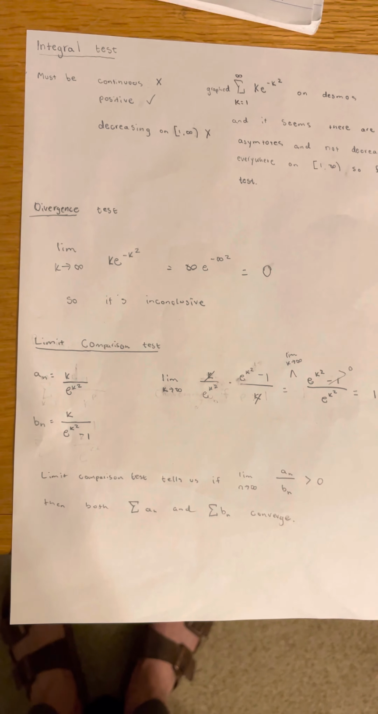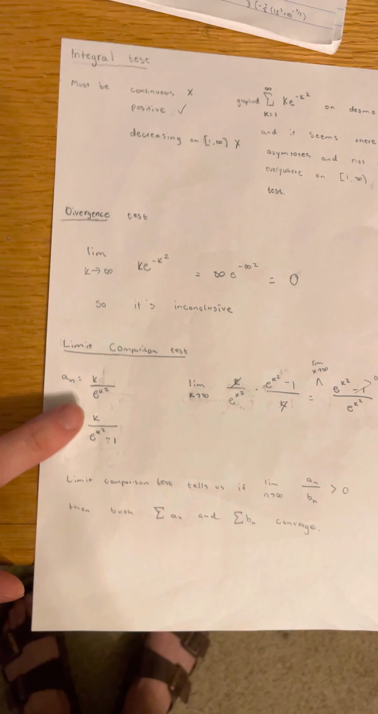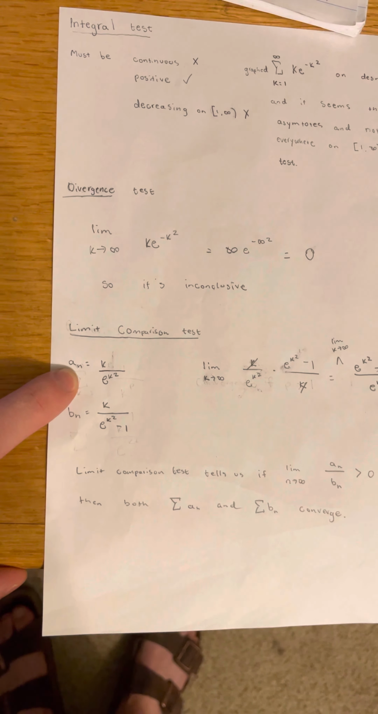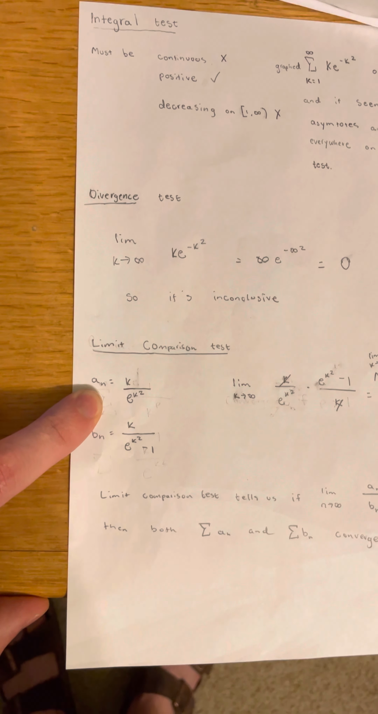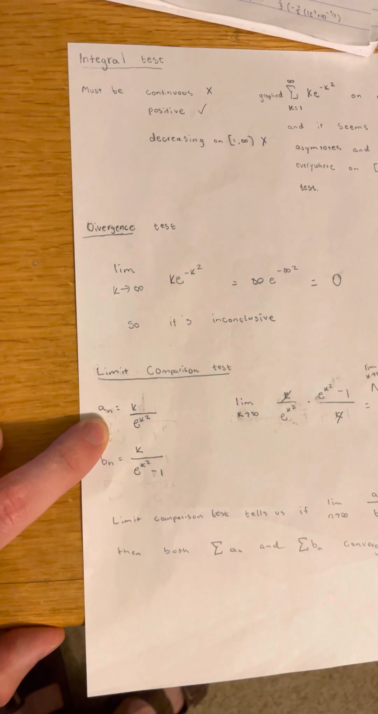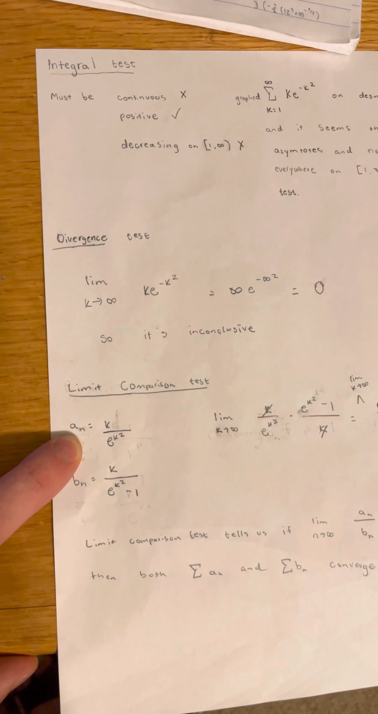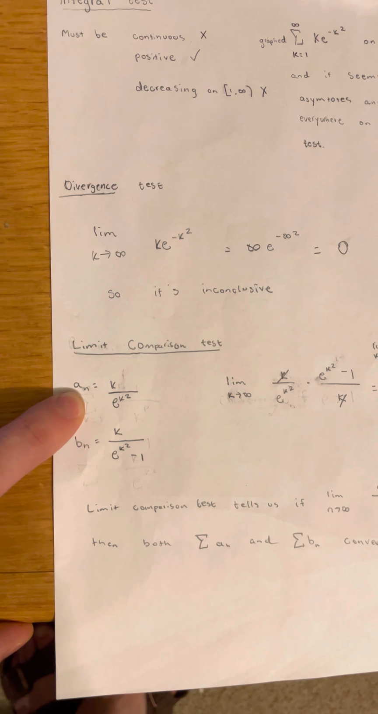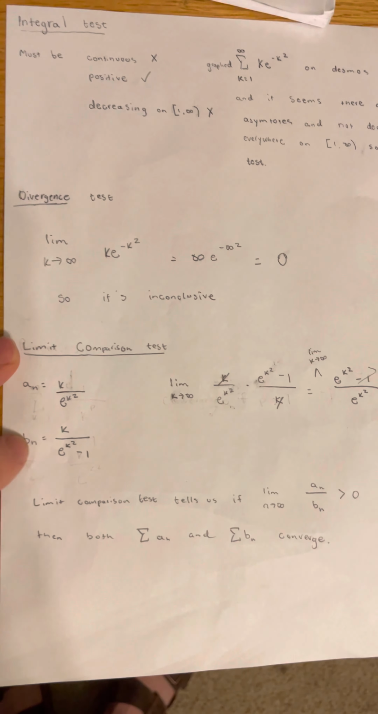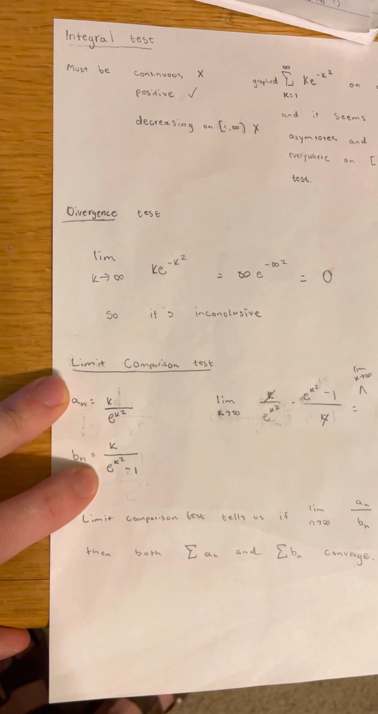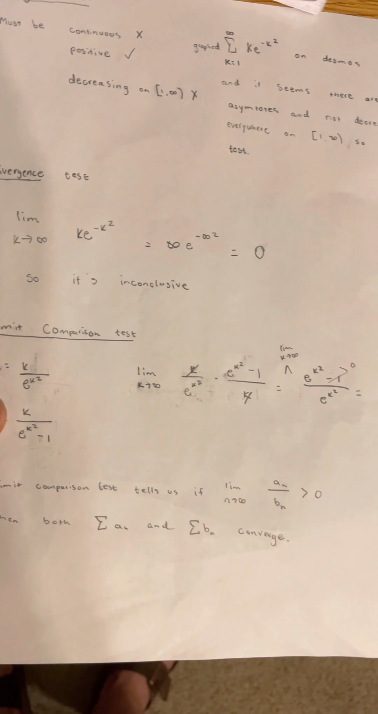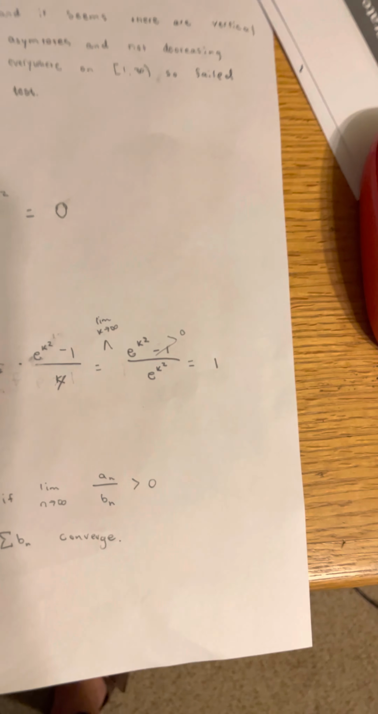So my next test was the limit comparison test. So I had my original value right here, k times e to the negative k squared, which is equal to this, k over e to the k squared. And I made bn larger by subtracting 1 on the denominator. And then I put an over bn. And this is what I got.